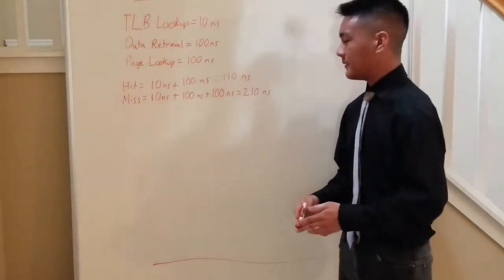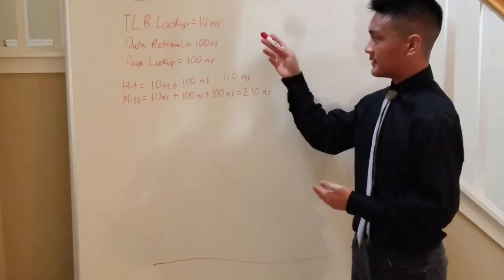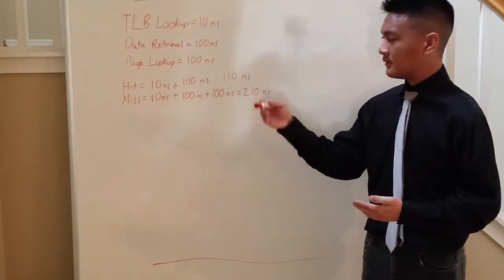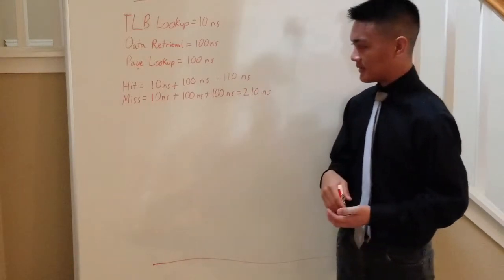So with the TLB hit, we'll look at the TLB and we'll find it, resulting in 10 nanoseconds. Then we'll retrieve the data, resulting in 100 nanoseconds. And if I add that together, we'll have 110 nanoseconds.